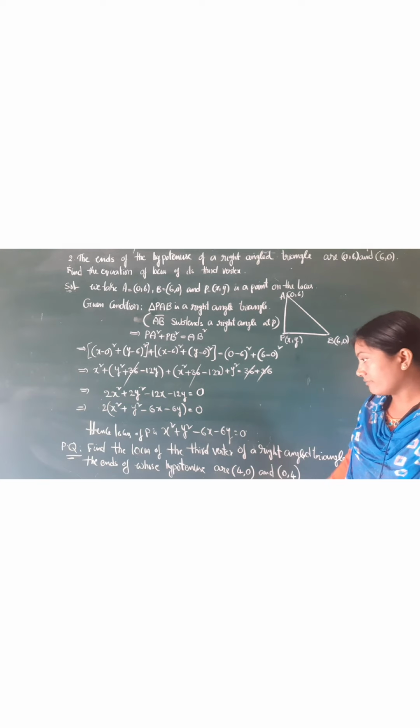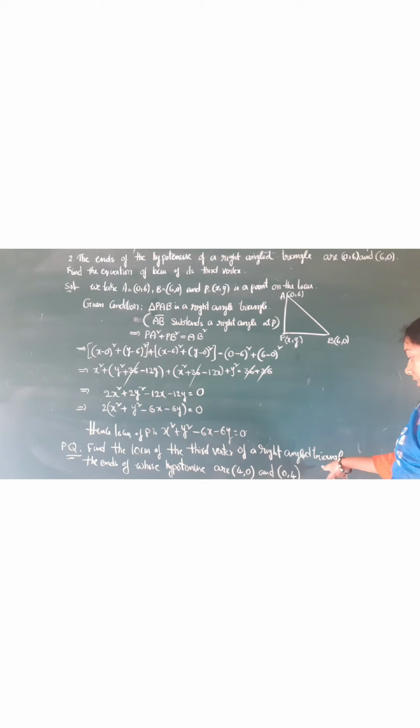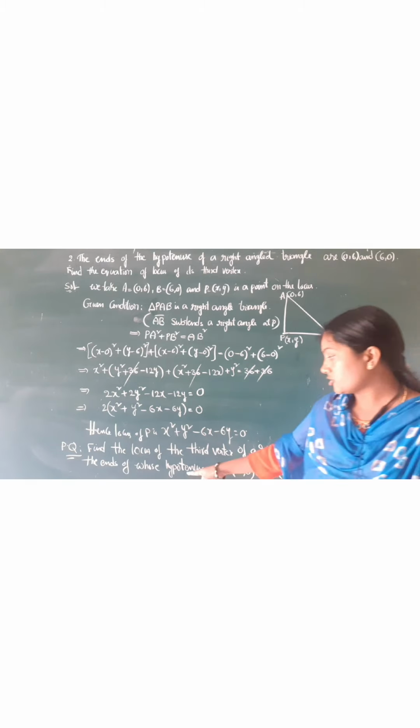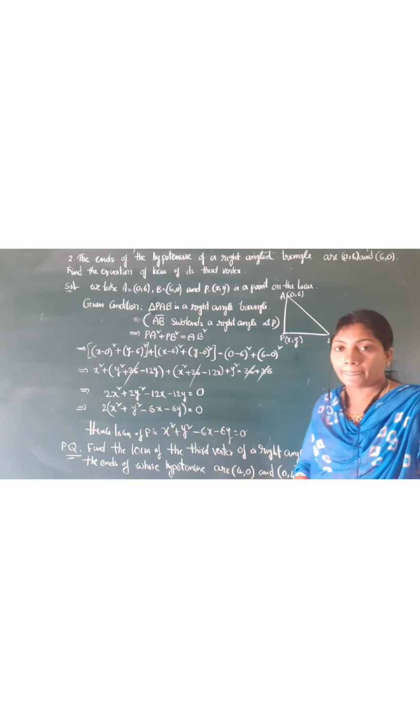We have a third question of the same type. Find the locus of the third vertex of a right angled triangle. Here he is mentioning it is a right angled triangle. The ends of the hypotenuse are given here. Same type of question.